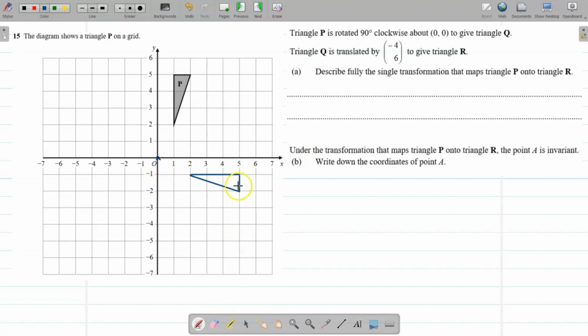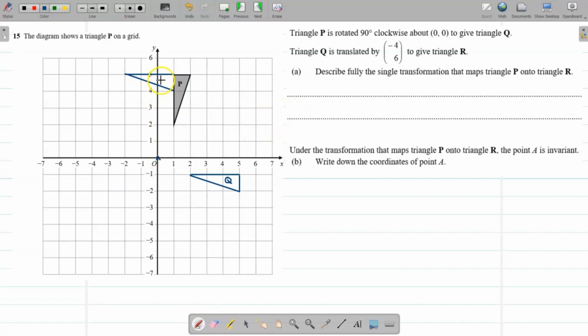Now we then have to take this shape, we call it Q, and then we're moving it 4 places to the left and 6 places up. So that sharp corner has now ended up here, and the rest of the triangle is going to fit like this. It's going to go across here, down to there, and then across to there like that. And that's the triangle R.